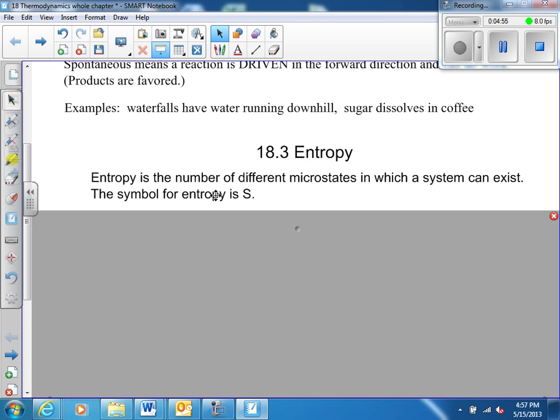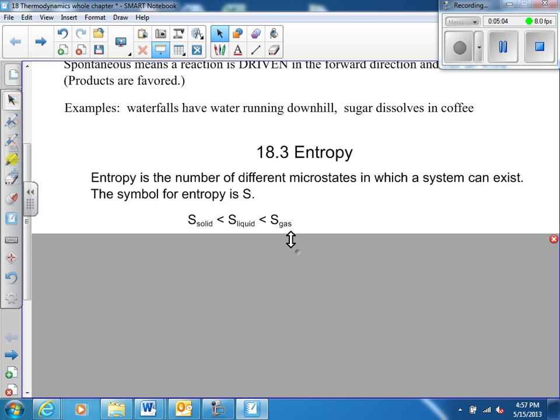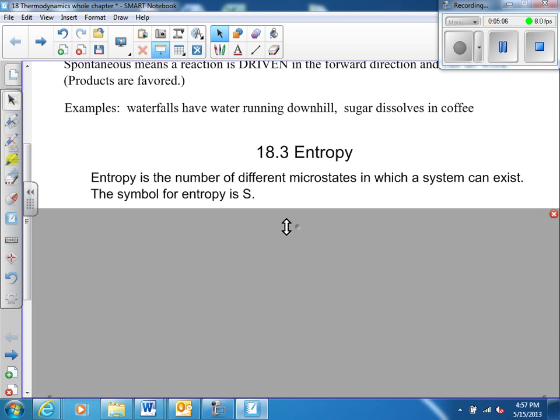And the symbol for entropy is S, because doesn't this word entropy look like S? I have no idea why the symbol is S, but it is. Okay, don't look at that yet. You probably have it in your notes, even though I don't have it written down here.